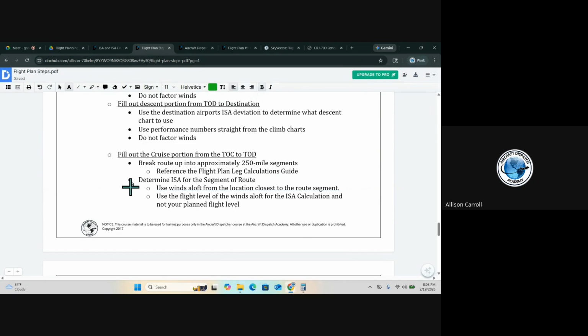Okay, the second bullet point. Determine ISA for the segment of route. Now we are in cruise, so guess what? We have winds aloft at that specific flight level at 38,000 feet. So we are going to correct for those winds aloft. So use winds aloft from the location closest to the route segment, and then use the flight level of the winds aloft from the ISA calculation and not your planned flight level. I know none of this really makes any sense to anyone, and I'm just going to walk you through it, okay? So first of all, we need to find ISA for our segment of route.